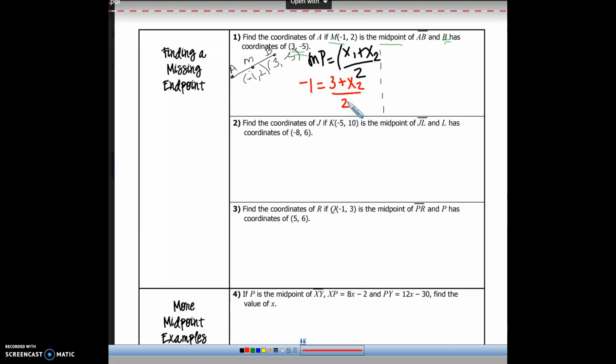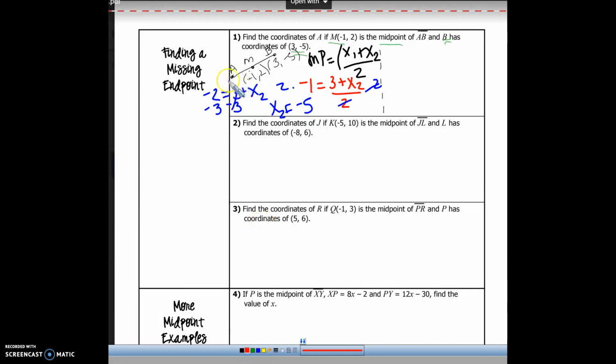And I'm going to go through and I'm going to solve this. Very easy to solve for x sub 2. I have to get rid of that denominator. So to get rid of that denominator, I'm going to multiply both sides by 2. So those cancel out. 2 times -1 is -2 equals, and then this stays 3 plus x sub 2. Then I'm going to get the x sub 2 by itself, so I'm going to subtract the 3 over. So x sub 2 is going to equal -5. So that's part of my answer.